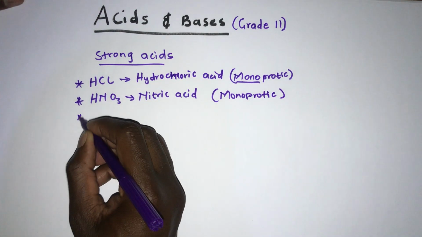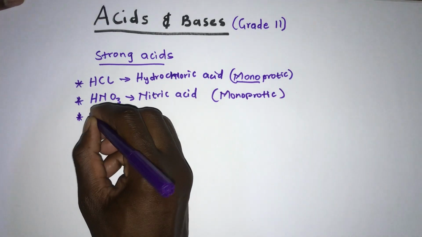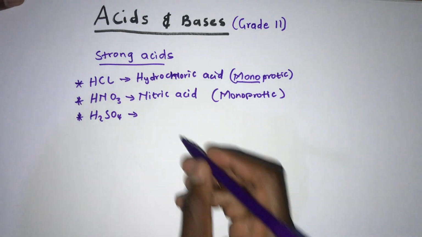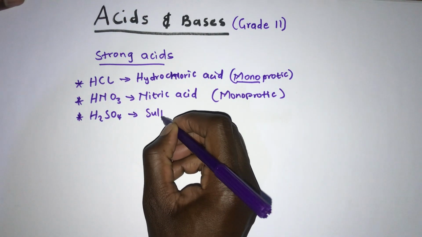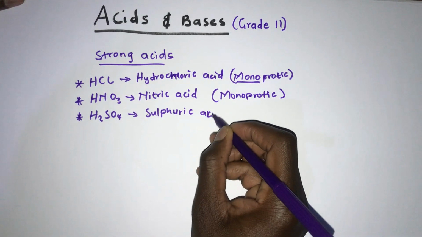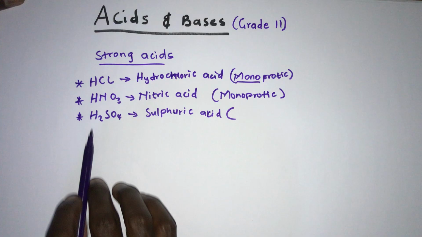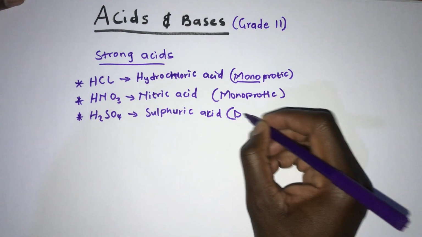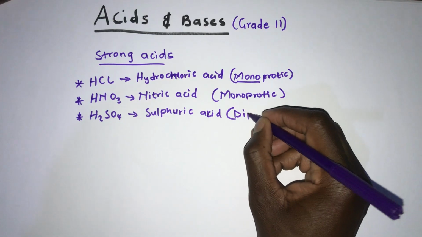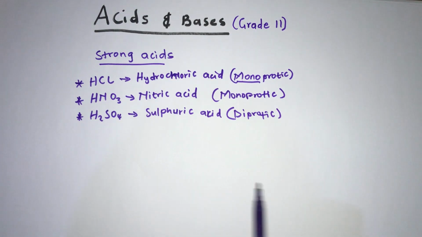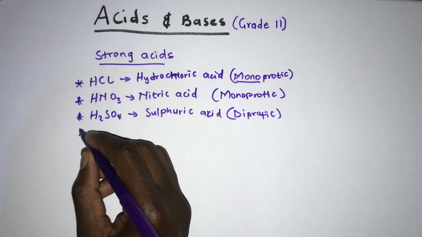Let's talk about acid number 3, H2SO4. This is sulfuric acid. Sulfuric acid is giving 2 hydrogens away. Since it's giving 2 hydrogens away, it is diprotic, di for 2. So it is diprotic.